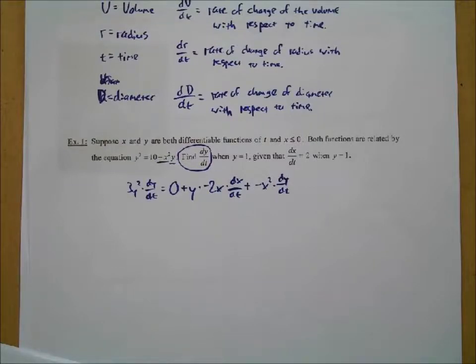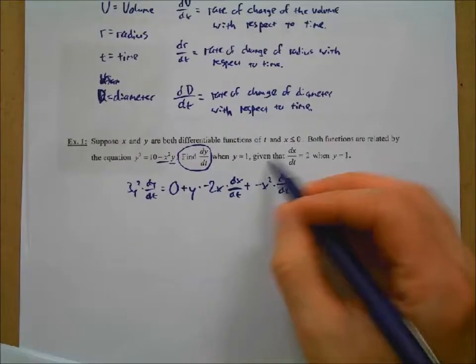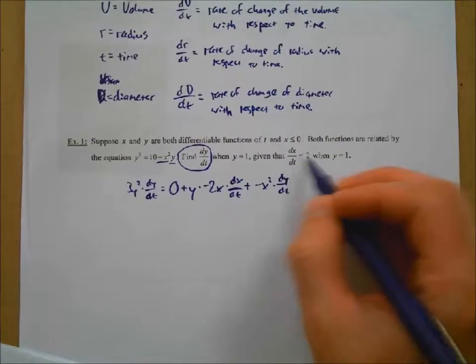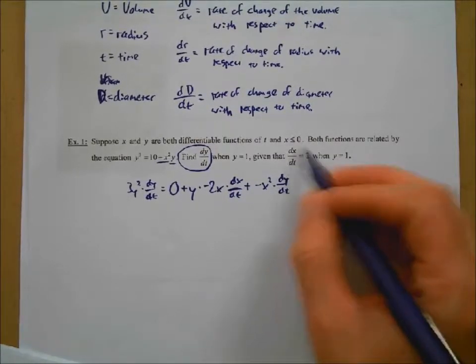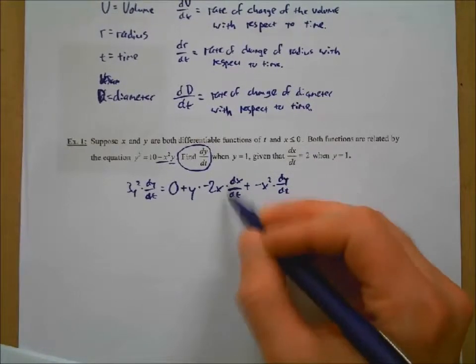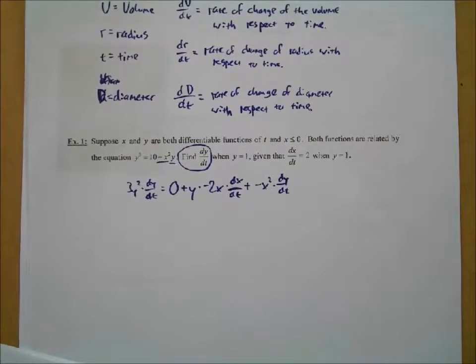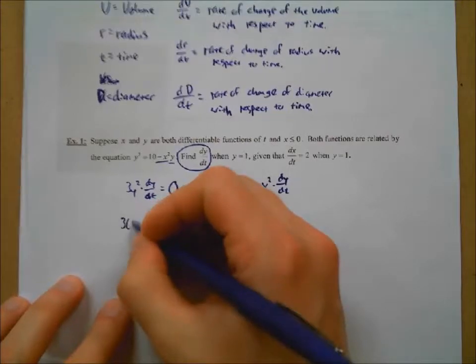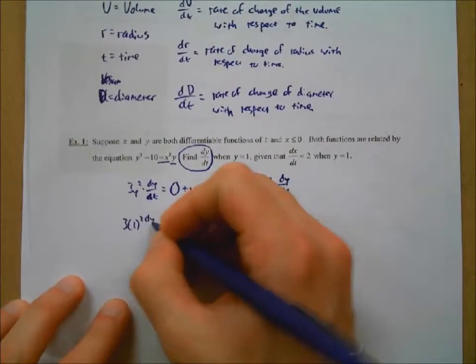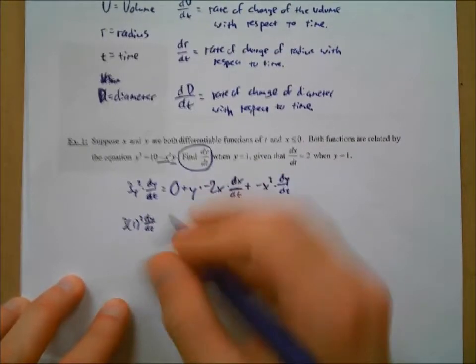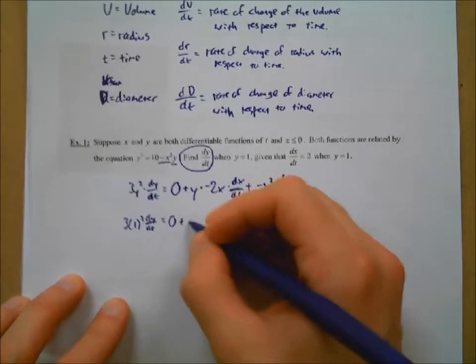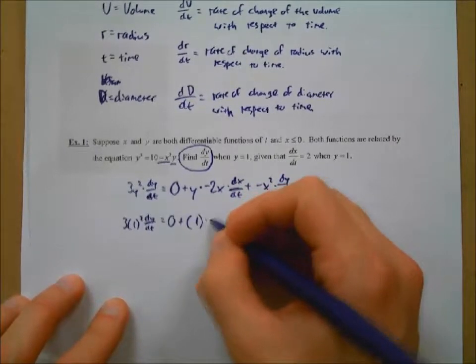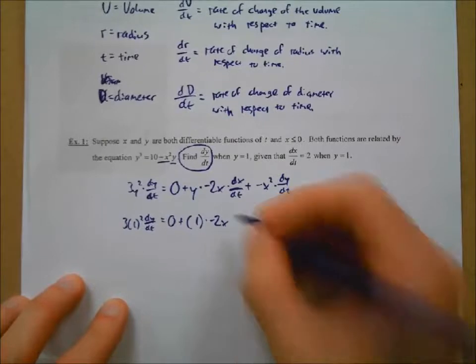Plug in the 2 for what? dx/dt, right. We're told, given that dx/dt is 2, so we can use this piece of information. So anywhere I see a dx/dt, aha, right here, that's a 2. What else can we plug in? 1 for y. Okay, so let's do that here. So we got 3 times 1 squared dy/dt equals 0 plus 1 times negative 2x.